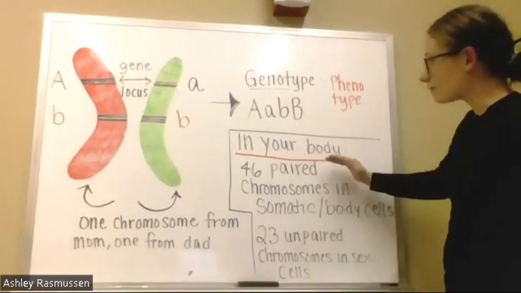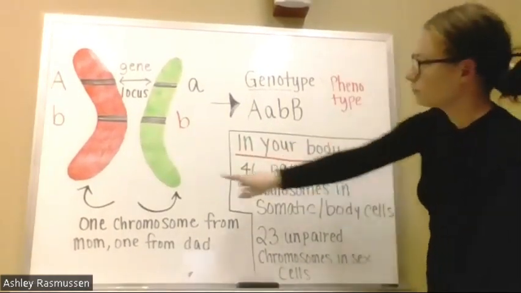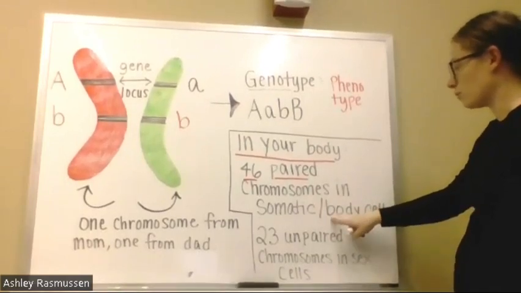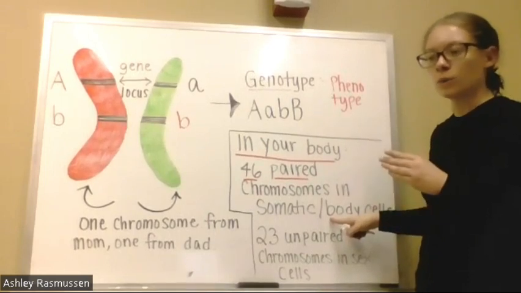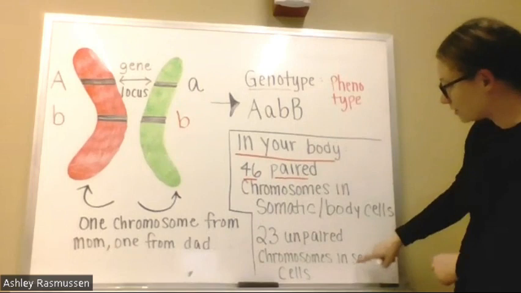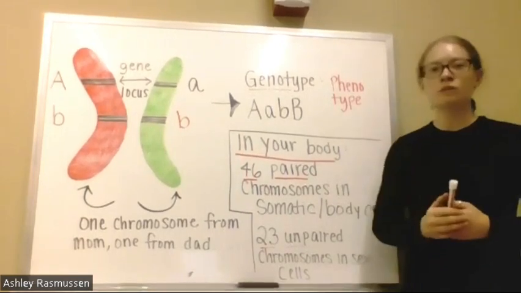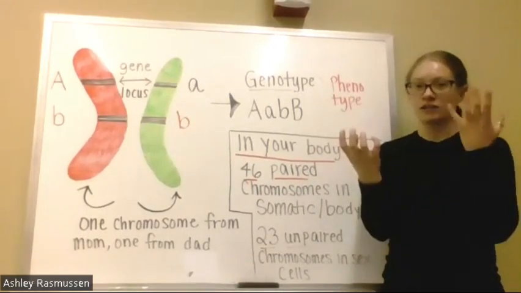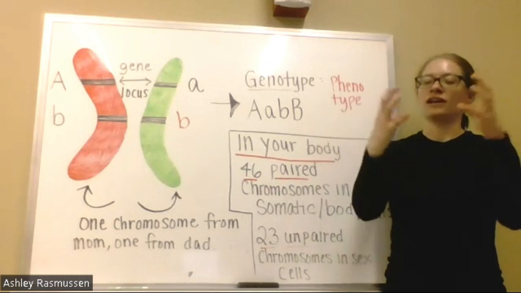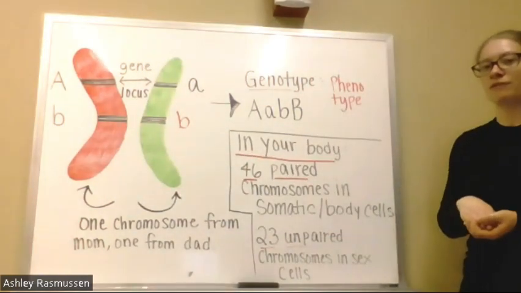It's also important to note that in everybody's body, there are 46 paired, like this, paired chromosomes in somatic, or in other words, body cells. So body cells are your non-reproductive cells, they are not your sex cells, they are your body cells. And then in your sex cells, you have 23 unpaired chromosomes. The reason why this happens is because when egg and sperm come together, each has half the set of information needed to make an organism. So when they combine, it's a complete paired chromosome like this. One contributed from mother, one contributed from father.